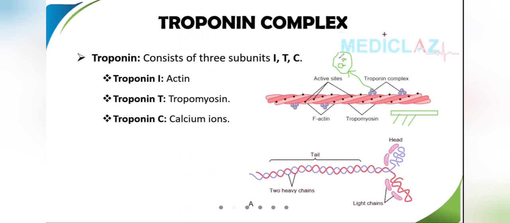Only if this comes and binds, then this troponin, which is like a sari coming and covering, will slowly come off. This covering, this cloth, will come off. Now all the binding sites on the actin molecule will be open. Now the heads of the myosin can go and bind with this. Okay, clear? So three subunits, I, T, and C.